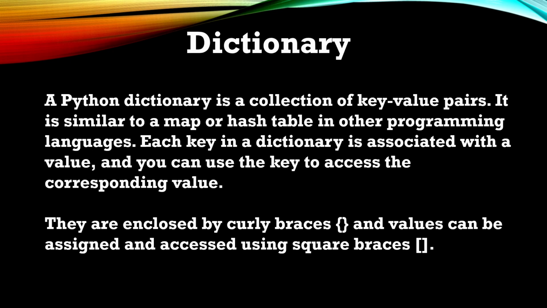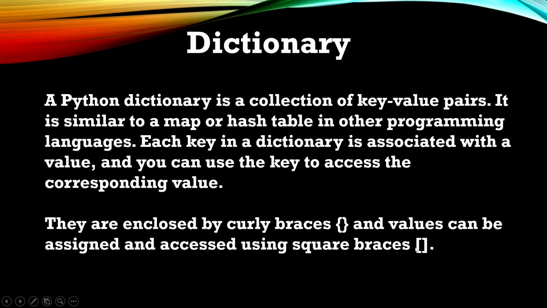A Python dictionary is a collection of key-value pairs. It is similar to a map or hash table in other programming languages, and each key in a dictionary is associated with a value, and you can use the key to access the corresponding value. We enclose the dictionary in curly braces, as you can see here, and values can be assigned and accessed using square braces.